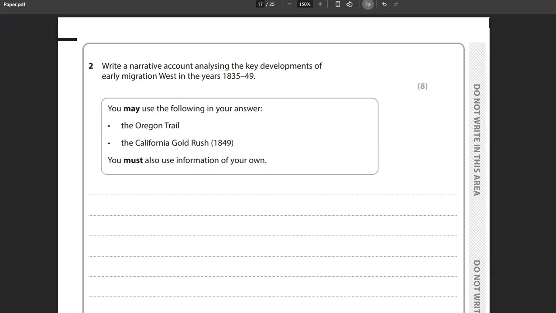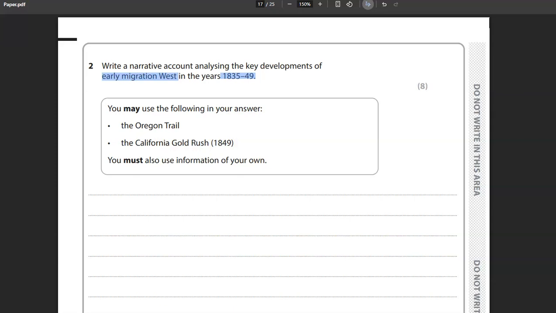Question 2 on the American West paper from 2025 asks you to write a narrative account analysing the key developments of early migration west in the years 1835 to 1849. There are two parts of this question that you need to pay attention to before you even think about answering it. We know it's going to ask us to write a narrative account, but the key thing here is that it's asking you to think about developments of early migration, and specifically it's asking you to think about these years from 1835 to 1849.